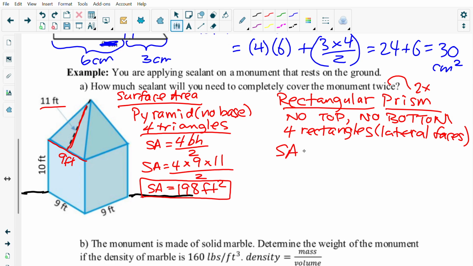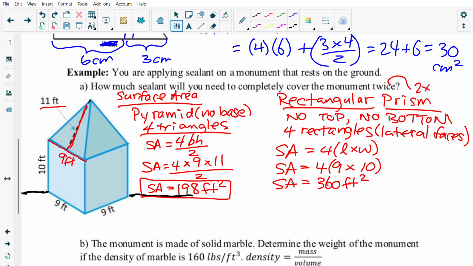So that surface area equals 4 times 4 rectangles. So 4 times length times width. Surface area equals 4 times length, which is 9 times 10. And so surface area here, of all 4 rectangles, is 360 square feet.